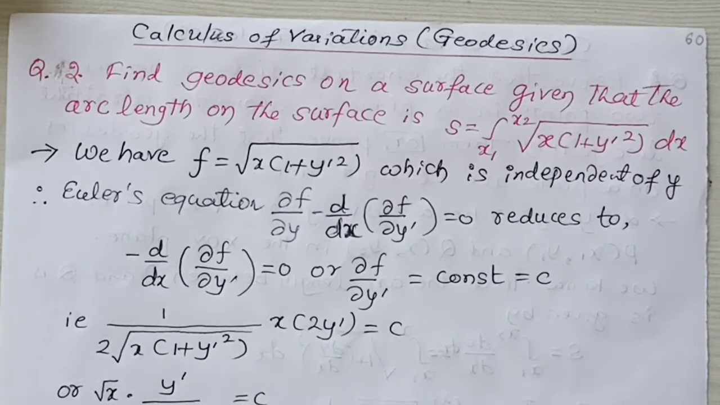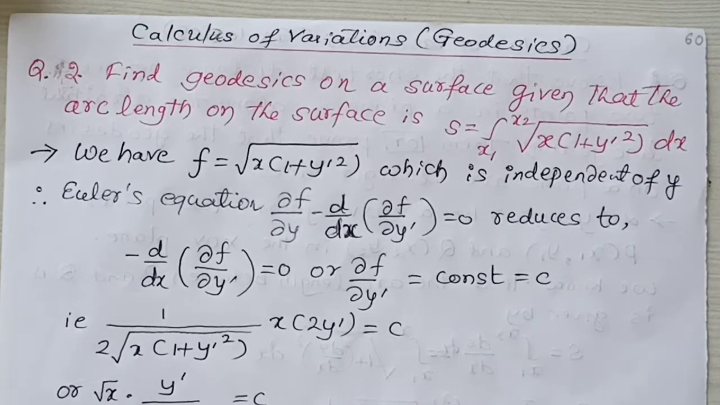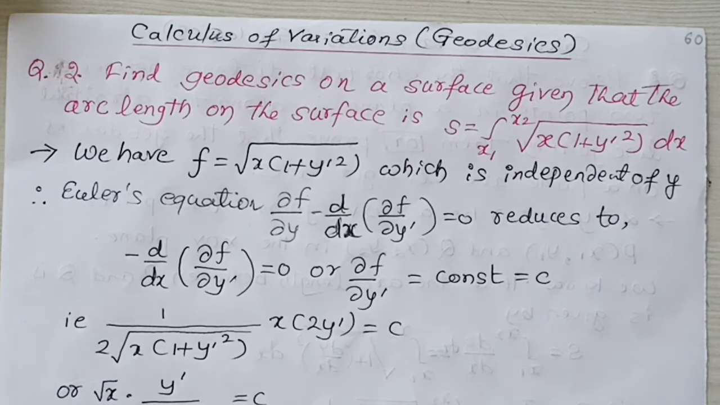Next session number 60, calculus of variations. The topic is geodesics, for third semester B students, 18 MAT 31.